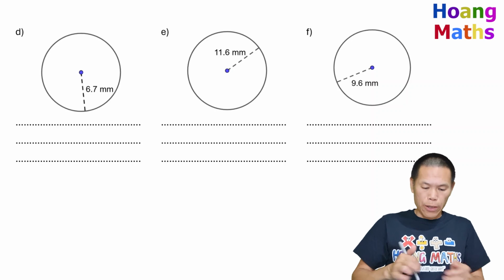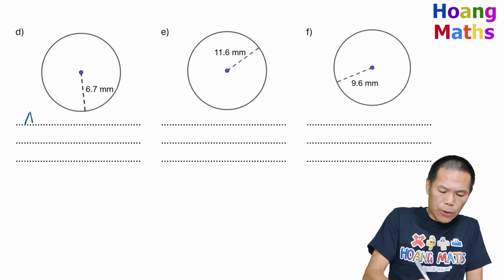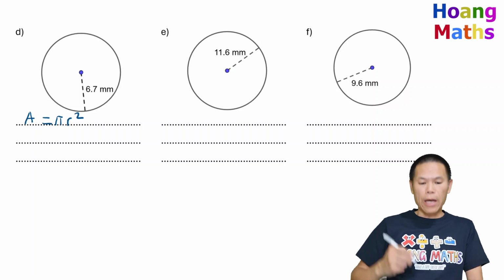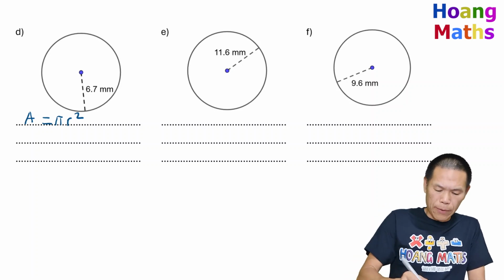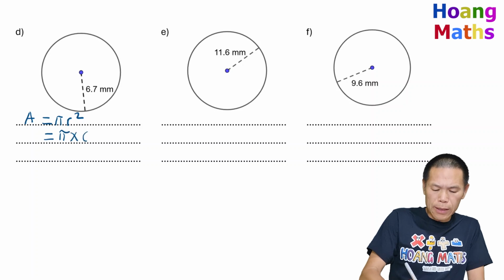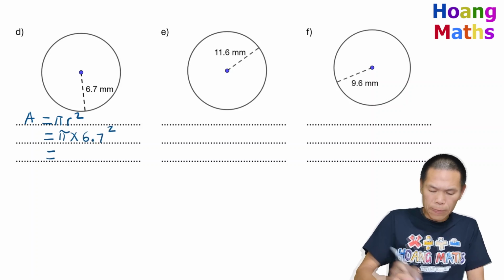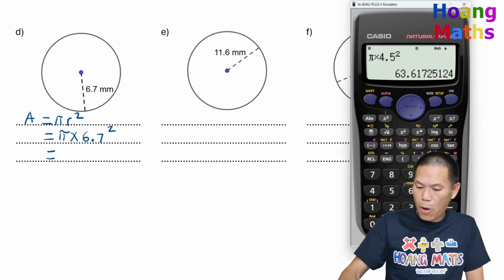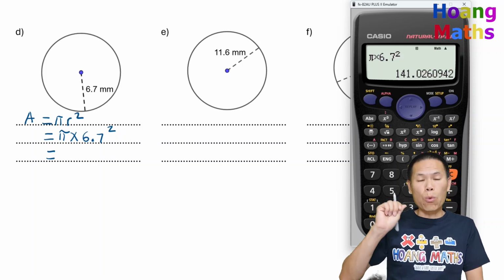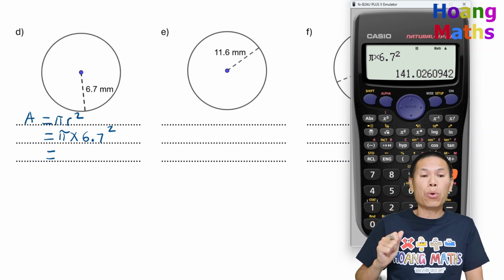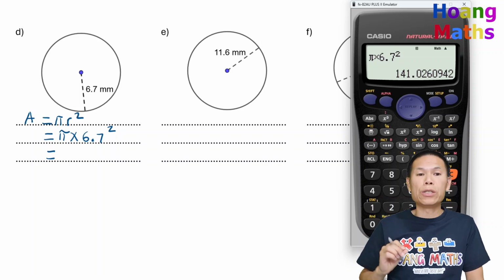So part D, we know that area of a circle is pi r square. And the radius is 6.7. So that will give me pi times 6.7 square. That is shift pi times 6.7 square. So there you go, 141.0 2 and so on.